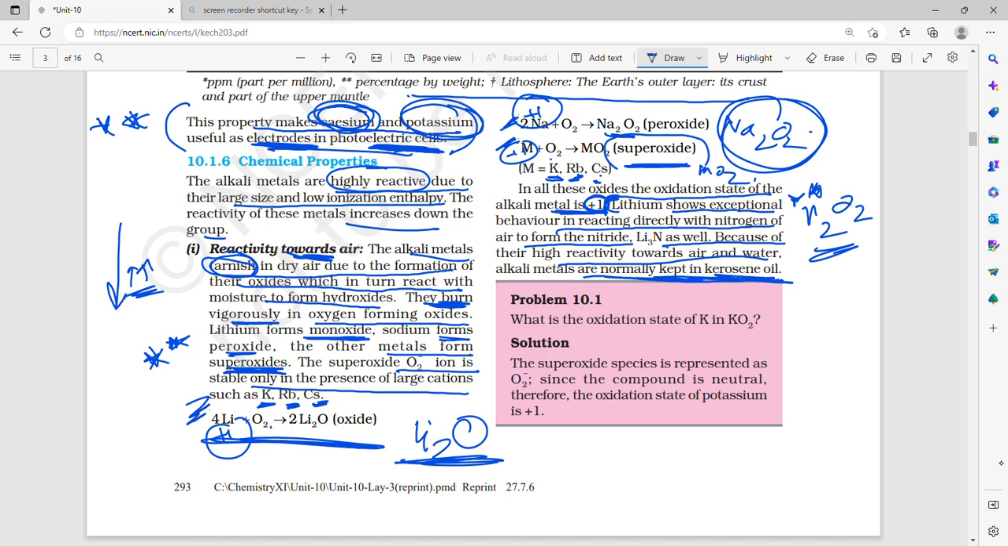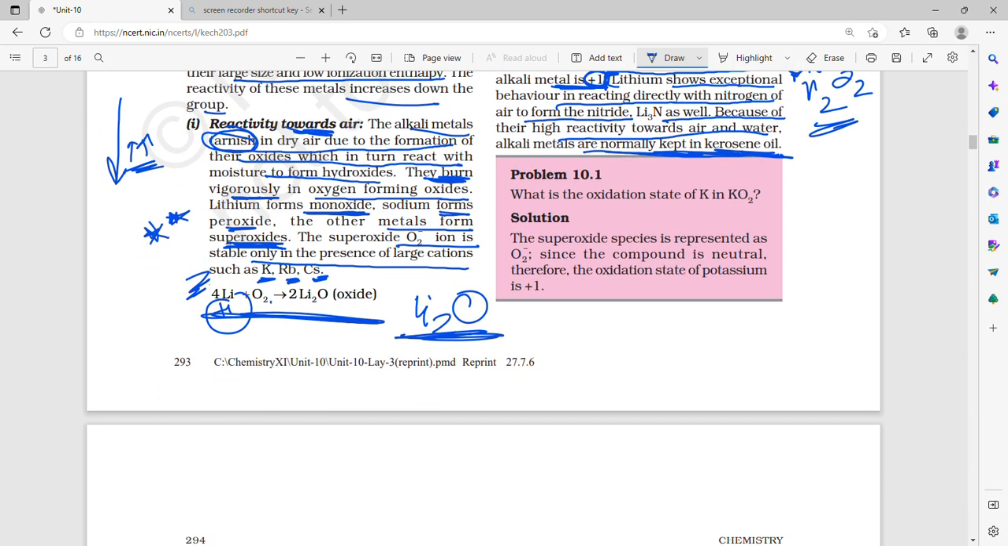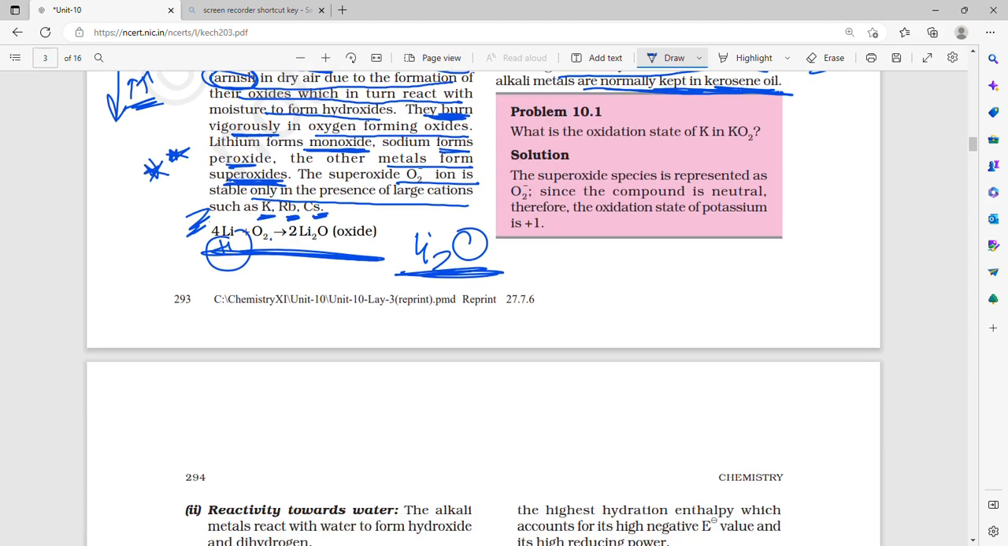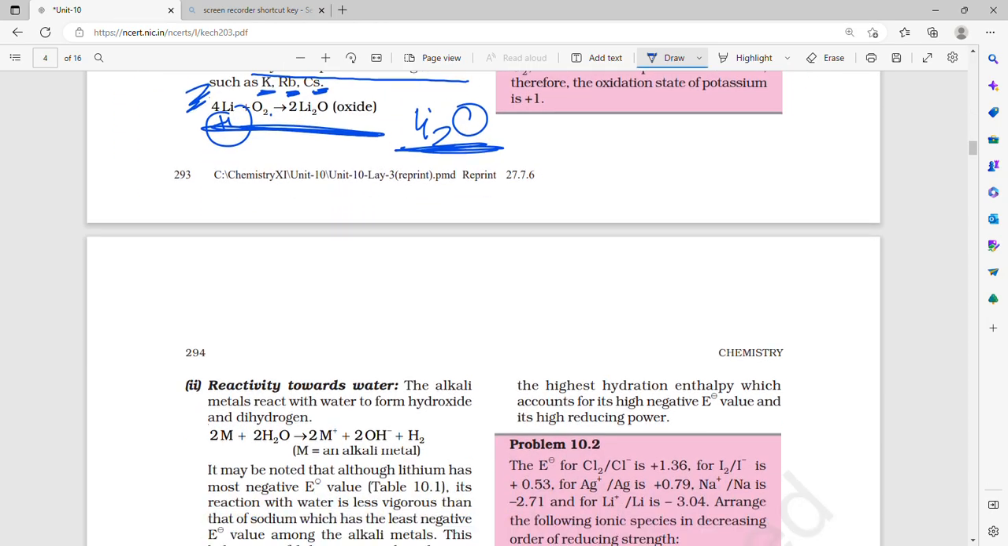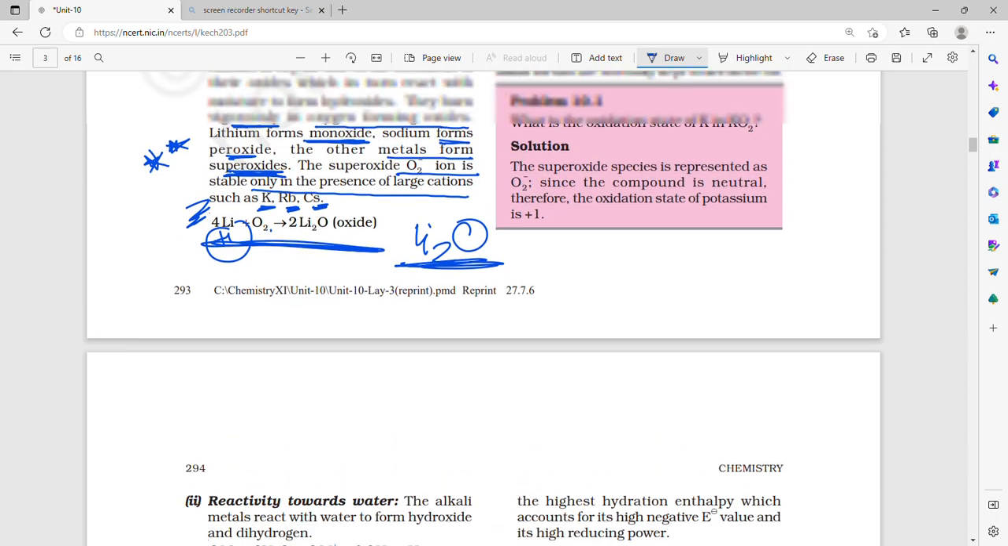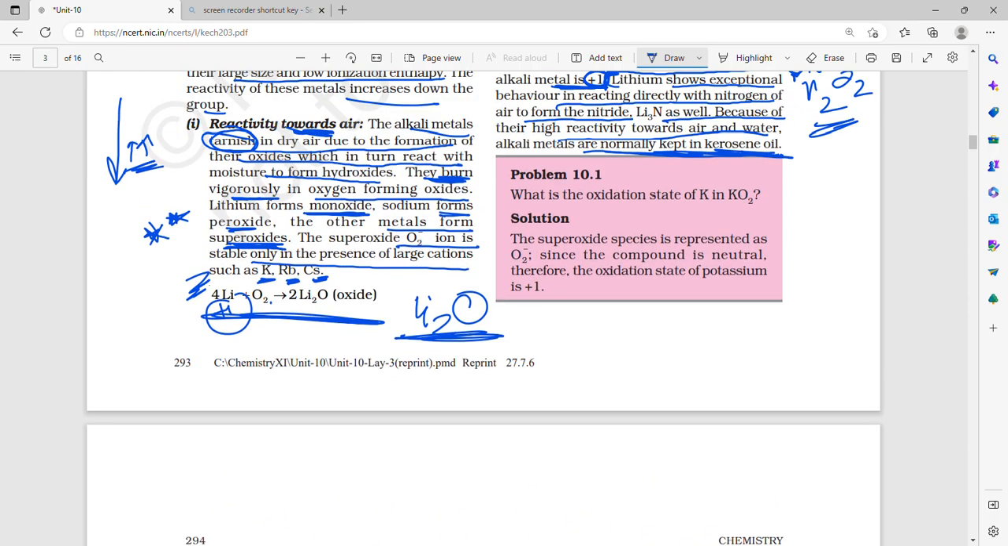Because in air the reactivity is so high, it forms oxides, then it readily forms hydroxides. That is monoxide for lithium, peroxide for sodium, and superoxide for potassium, rubidium, and cesium. Therefore they are stored in kerosene oil.